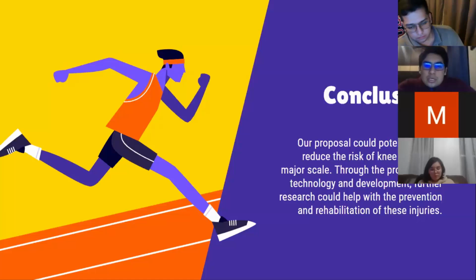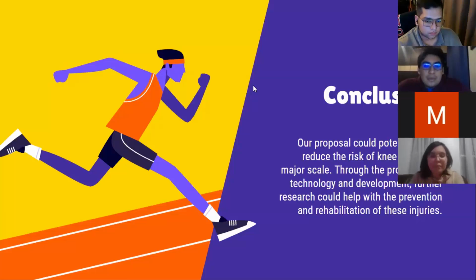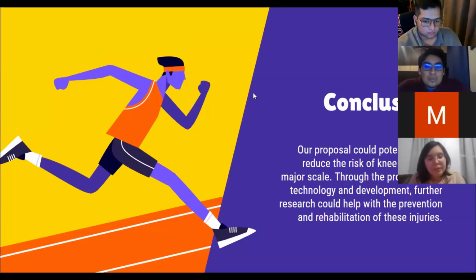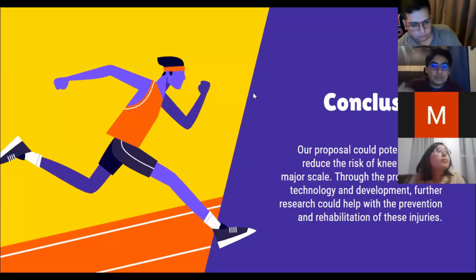Okay, so as a conclusion, we think that our proposal could potentially help to reduce the risk of knee injury on a major scale. Maybe it's also important to know that many athletes are actually able, after a certain knee injury, to return to their respective sport, but statistically the risk of having a second knee injury increases. This depends on the type of the first injury, the rehabilitation process, and the time out of the activity.